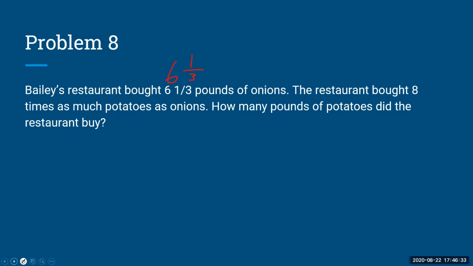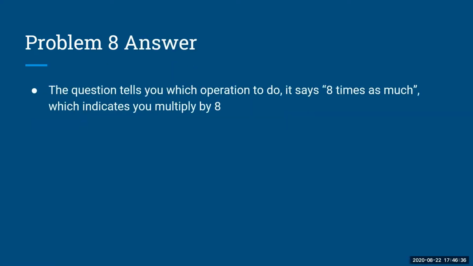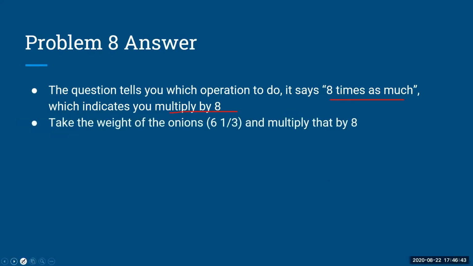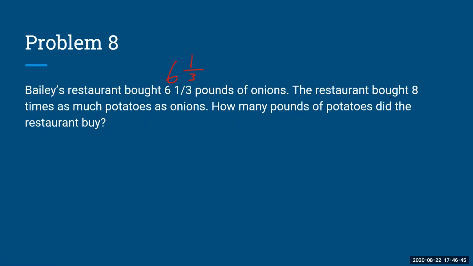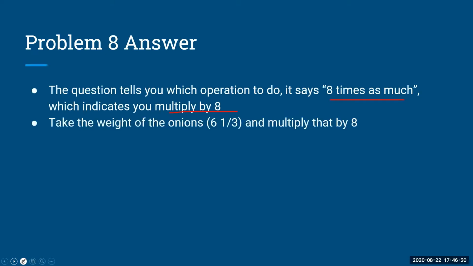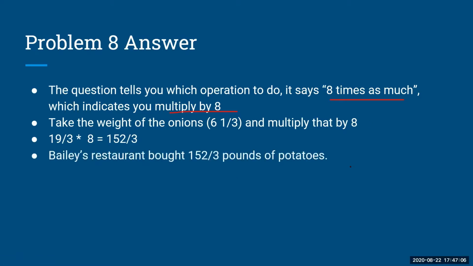All right. This one should be easy enough. The question literally tells you 8 times as much, so you know to multiply by 8. You take the weight of the onions, because the question said 8 times as many potatoes as onions. Sorry, I'm drinking water while I'm doing this. And you multiply that by 8. So convert this to an improper fraction: 19 over 3 times 8 is 152 over 3. What is the unit? Pounds of potatoes.